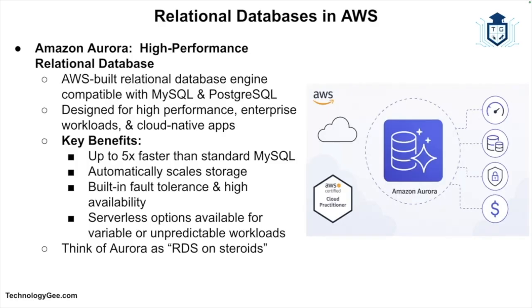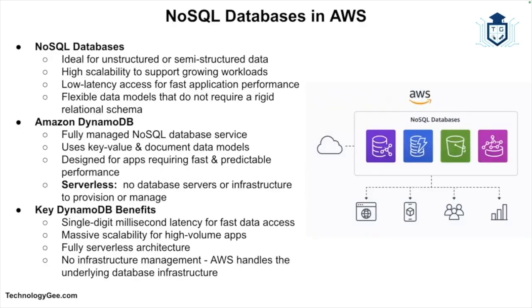All right, so let's go ahead and switch gears real quick because not all data fits neatly into rows and columns, and that's where NoSQL databases come in. And NoSQL databases, they are designed for unstructured or semi-structured data. They are highly scalable and they offer low latency. And within that, we have what is called Amazon DynamoDB.